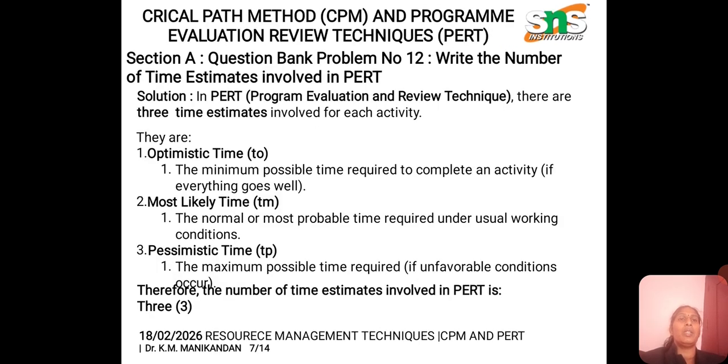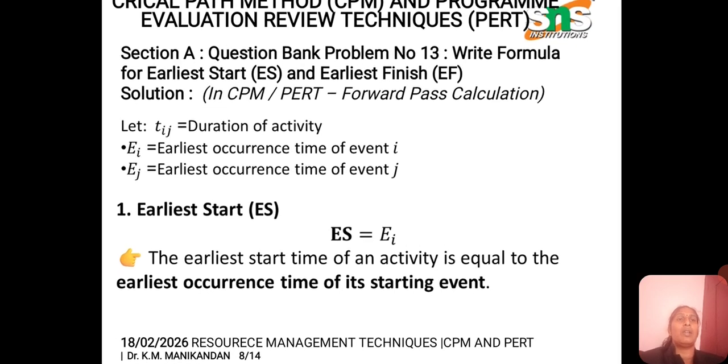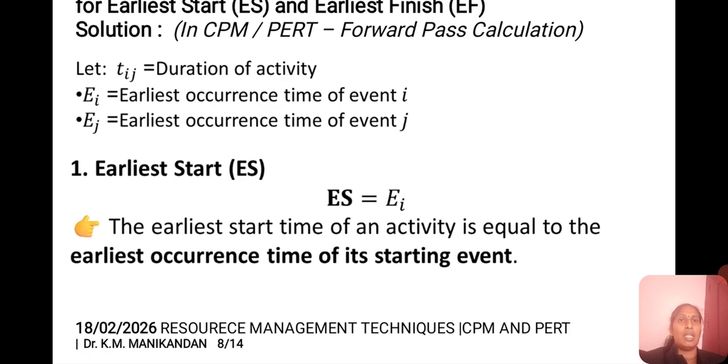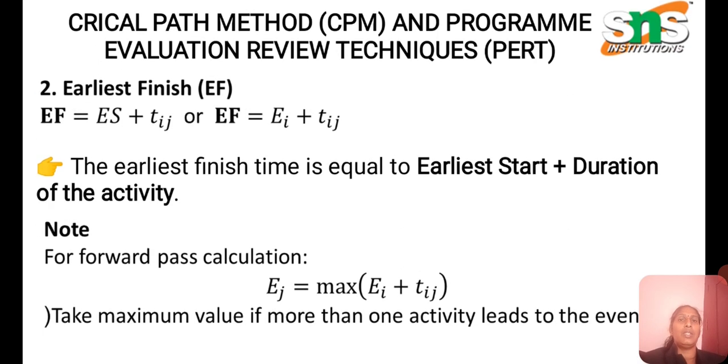Some of the formulas involved here: the expected time is equal to To plus 4Tm plus Tp, divided by 6. This helps us to find the time estimate. The next formula is the early start and the earliest finish. The early start ES is equal to Ei, the earliest occurrence time of the starting event. The earliest finish is ES plus Tij, so EF can be calculated as Ei plus Tij.